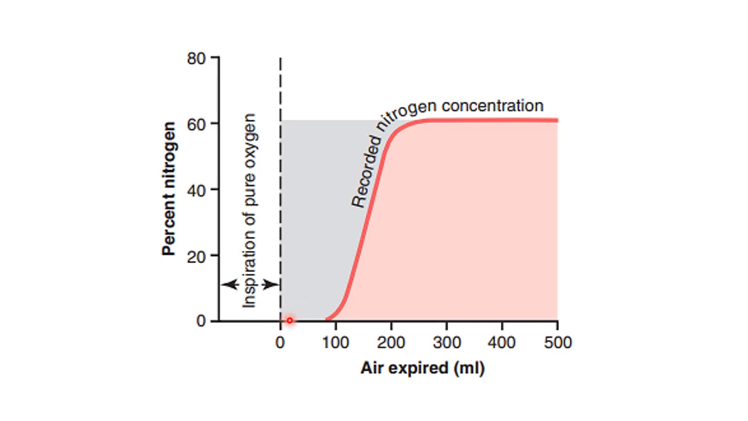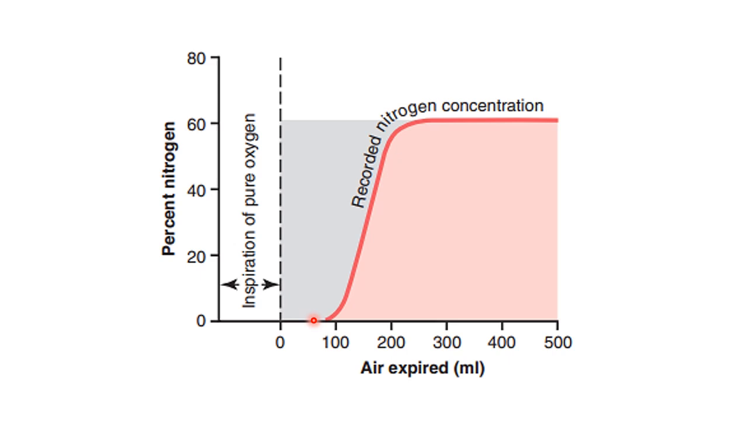You exhale the dead space first. So during exhalation, all of this gray shaded area is pure oxygen. Okay? And then, once you have already expired the anatomic dead space, the alveolar air now becomes expired. So, when the alveolar air is already being expired, remember that there is nitrogen in the alveolar air because it was not fully displaced by the inhaled pure oxygen.